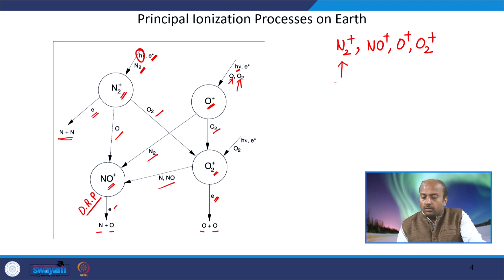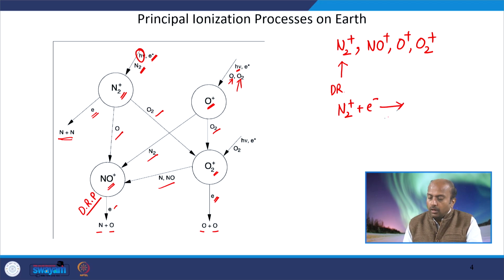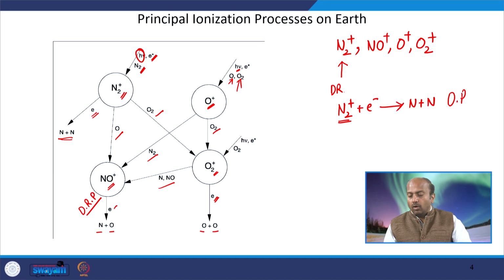This is a molecular ion, so it goes with dissociative recombination. What is dissociative recombination? N2 plus directly coming in contact with an electron will lead to the dissociation of this molecule into N plus N. Where did the electron go? This electron has compensated the positive charge on the ion. So, this is called the dissociative recombination reaction or process.